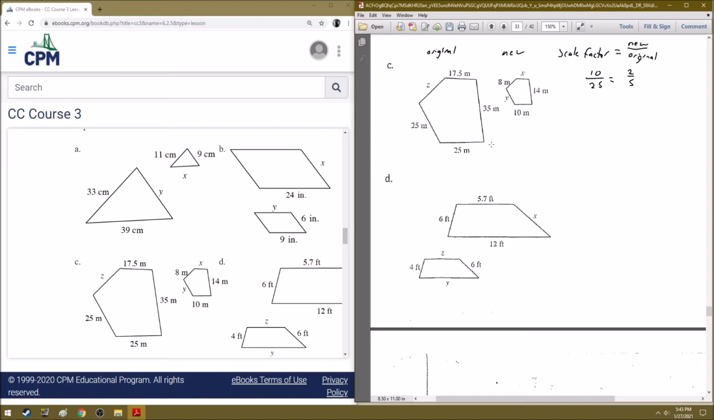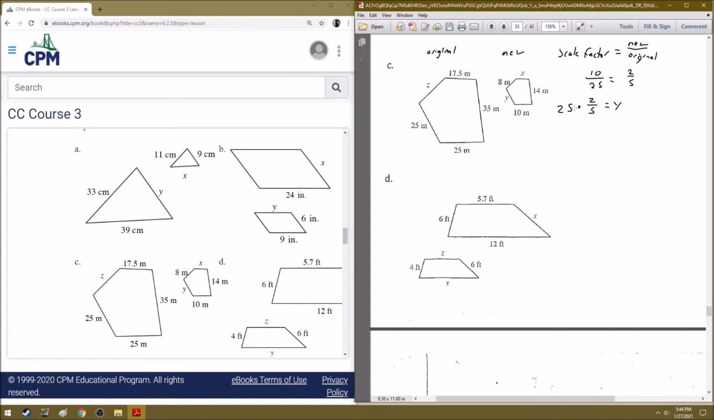Alright, so now that you have the scale factor, you just want to multiply or divide by it to find the missing side lengths. So let's first start by finding side length y. So we don't know it on the new shape, but we know it on the original. So to find it on the new shape, you can just take the original side length, which is 25, and multiply that by the scale factor, which is going to be 2 over 5. And that will equal y.